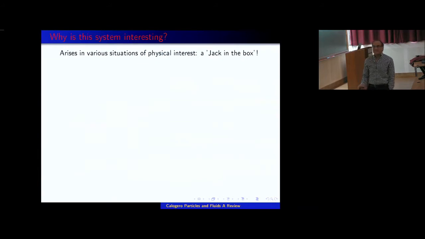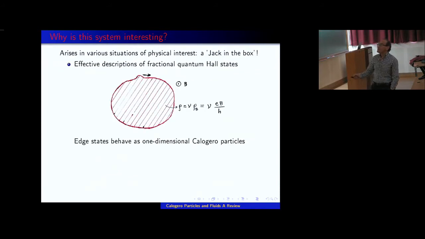Okay, I told you why this system is kind of special, properties of 1 over r squared, but why is it interesting? Because, other than the fact that it has all these interesting properties, it tends to pop up in various situations which are themselves of various interests. It's kind of a jack-in-the-box. You open a problem and out pops the Calogero model in one guise or another. Here are a few of its applications.